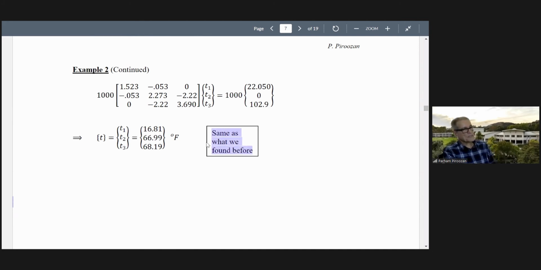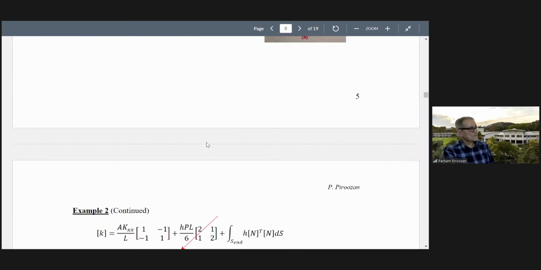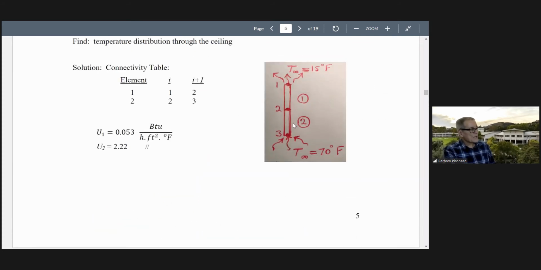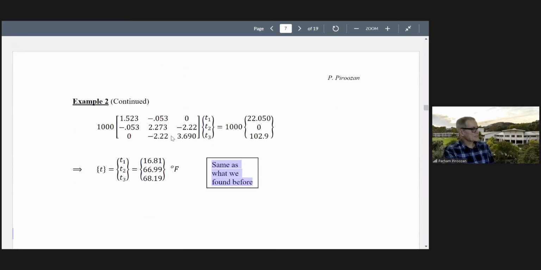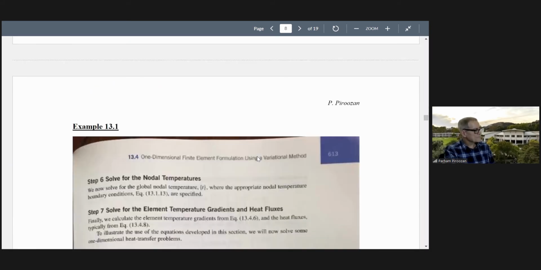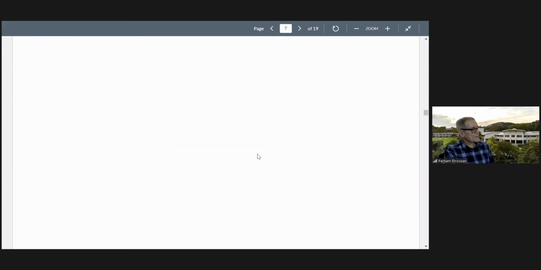So this problem we solved it again, but in a different way. Previously we used 4 elements. Now we use 2 elements with convection taking place from the tip of these 2 elements. All right, this is this problem. Any questions about this problem?